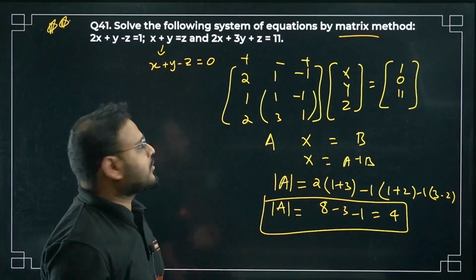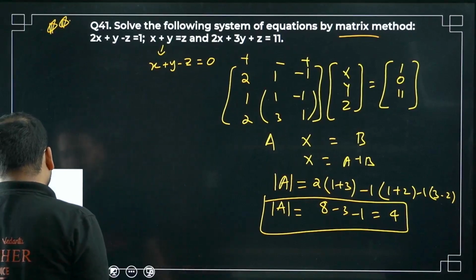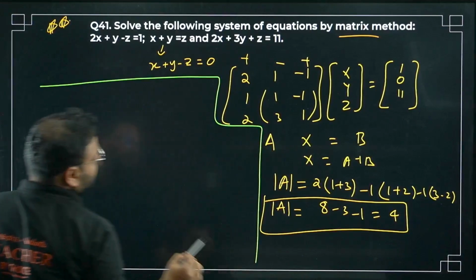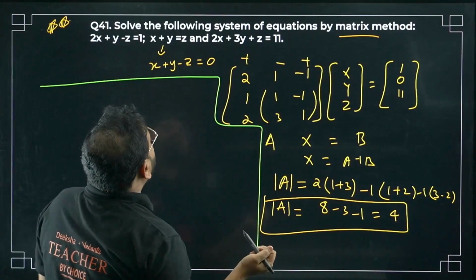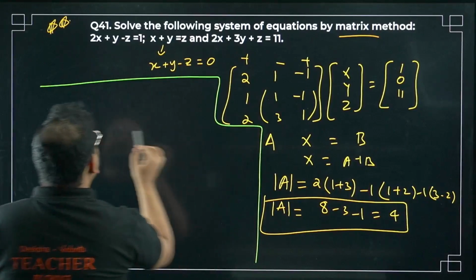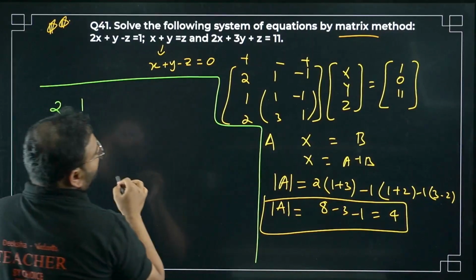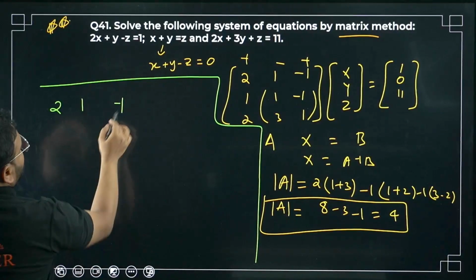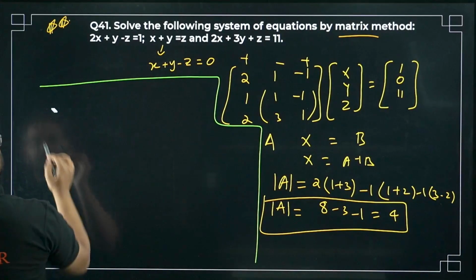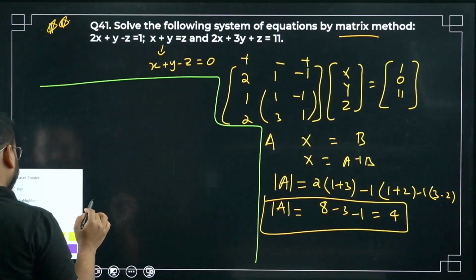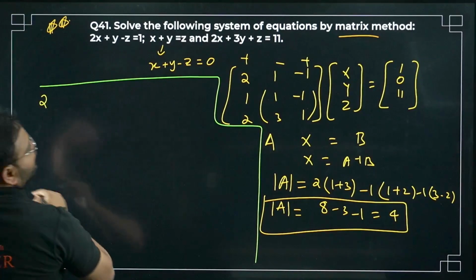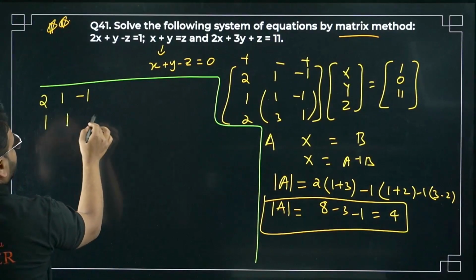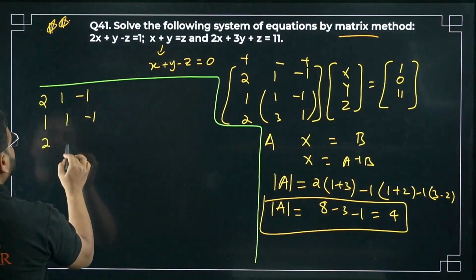Or you can use a shortcut trick. Let me explain it over here. Just pay attention on this side. Please check, it's a very simple method. Write this matrix together first. What do you have? 2, 1, minus 1. One second, I will need a little more space. So just a second. We have 2, 1, minus 1, and we have 1, 1, minus 1. Then we have 2, 3 and 1.